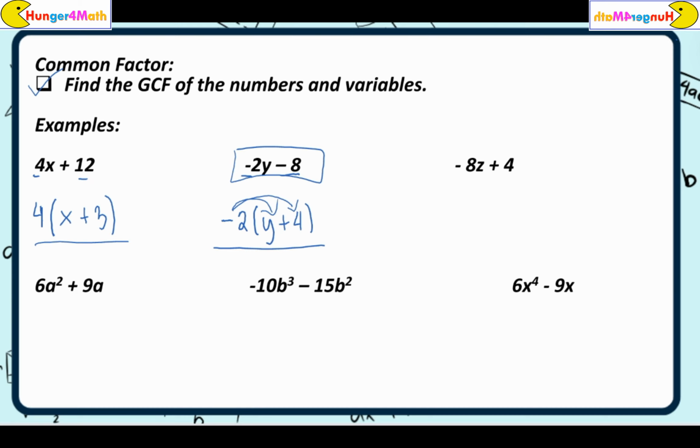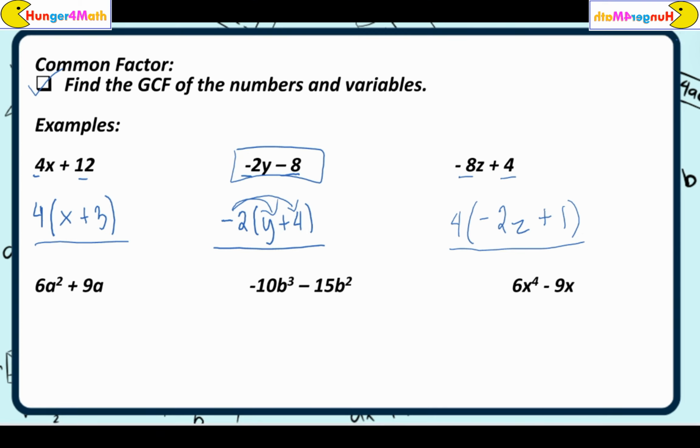Now moving on to the third example, we have negative 8z plus 4. So the GCF of negative 8 and 4 is 4. Then let's divide. Negative 8z divided by 4 is negative 2z. Then 4 divided by 4 is 1, so that is plus 1. So this is our answer.